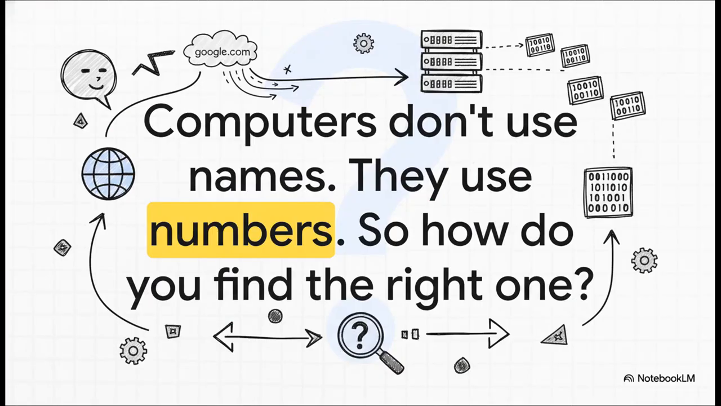We humans, we're good with names, right? Like Google.com, easy to remember. But computers, nope. They think in numbers. Every single device on the internet has its own unique numerical label. That's its IP address. So the big question is, how do you translate the name we type in into the number the computer actually needs?